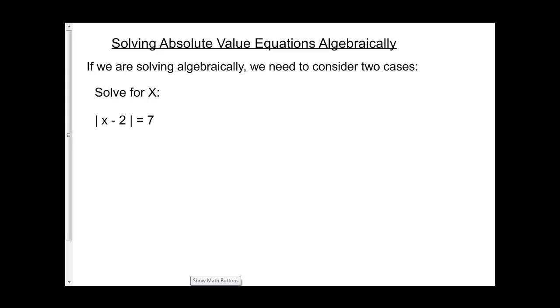When solving an absolute value equation algebraically, we need to consider two cases. The first case would be if our answer inside our absolute value is positive and then would stay positive. And then the second case is if the value inside turns out to be negative, which would then turn positive. So case 1 is going to be the positive case, and case 2 is going to be the negative case.